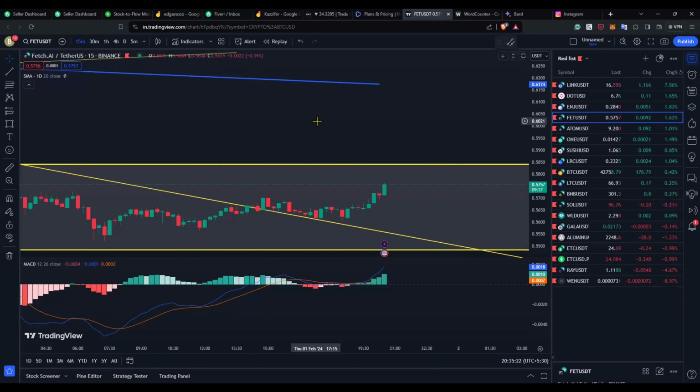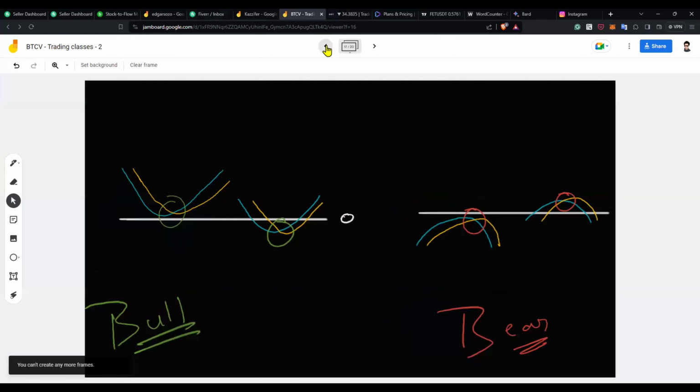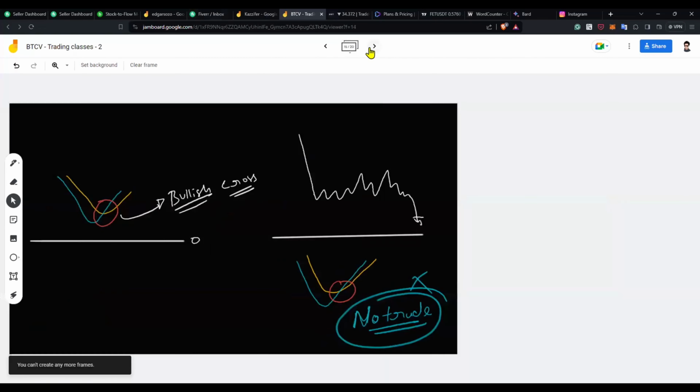Okay, so in the previous class, we discussed, I believe, RSI or MACD. One second, let me check. So yeah, we discussed MACD actually in the previous class.